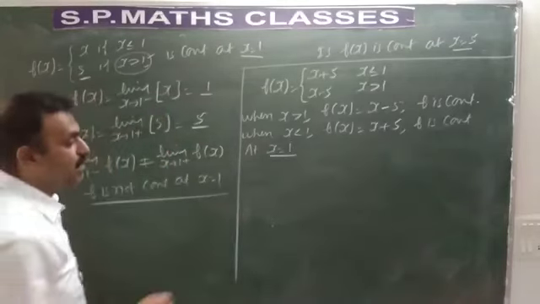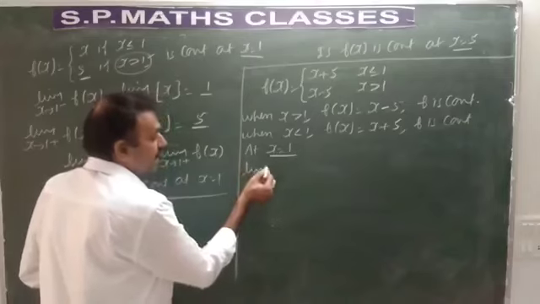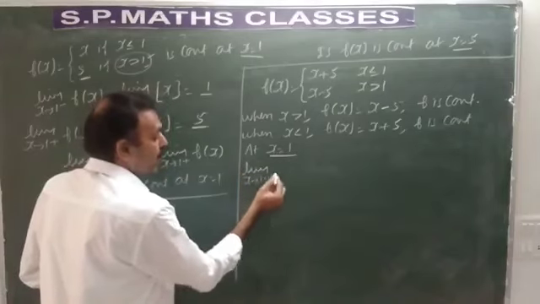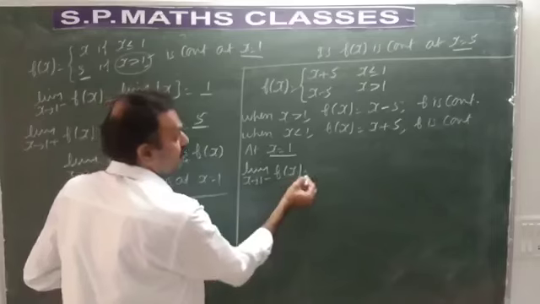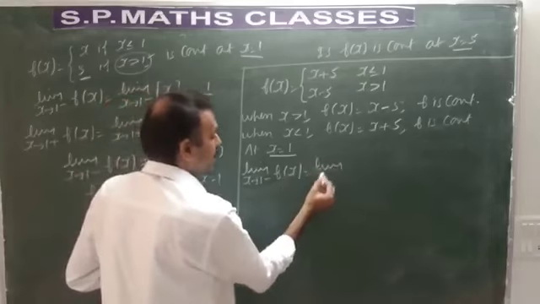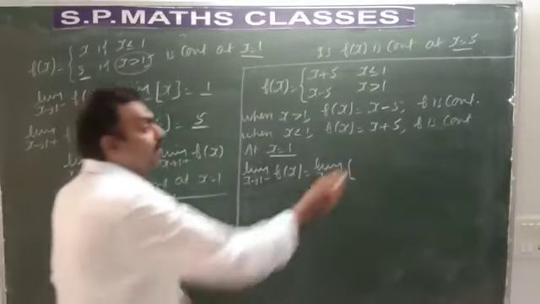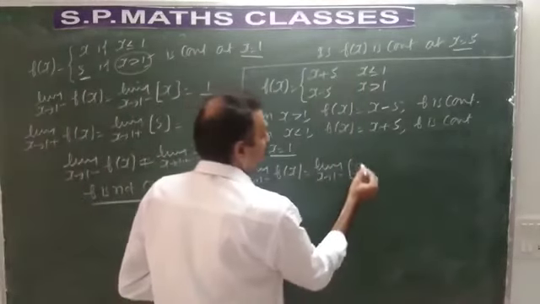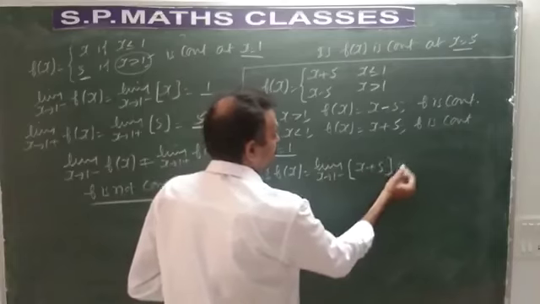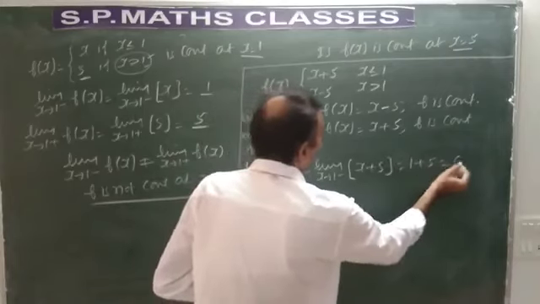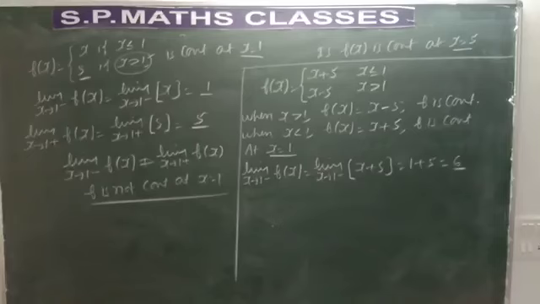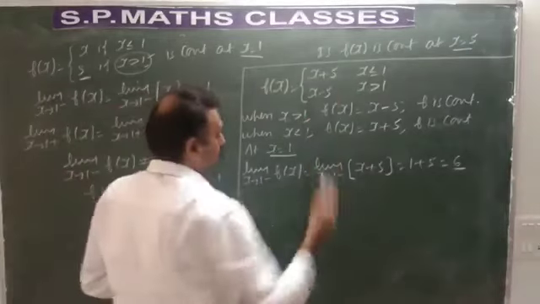When we take x equal to 1, the limit as x tends to 1 minus of f of x is the limit for the function defined for x less than 1, which is x plus 5. It is 1 plus 5, which is equal to 6. I think you have understood. Less than 1 means x plus 5.